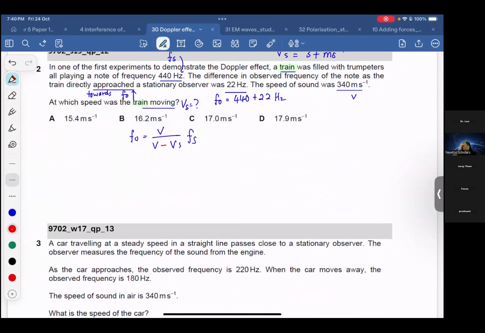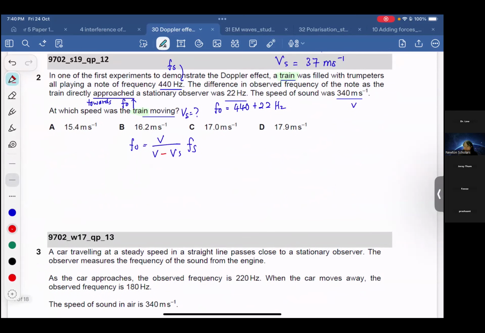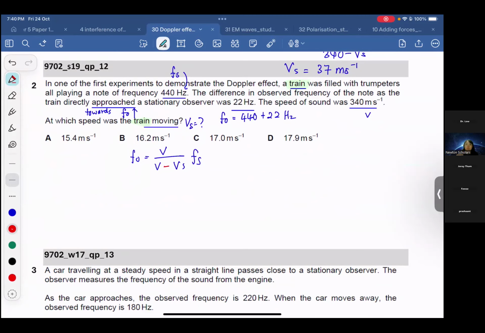And then tell me your answer. Basically, I already told you all the information. We read the question and find it out. What is this frequency? Is it the observed frequency or the source frequency? It is the frequency due to the source.